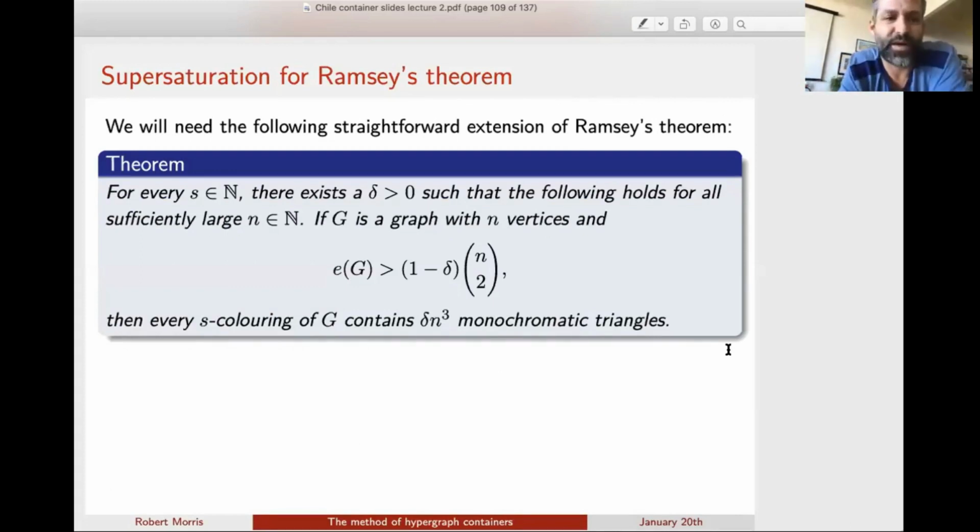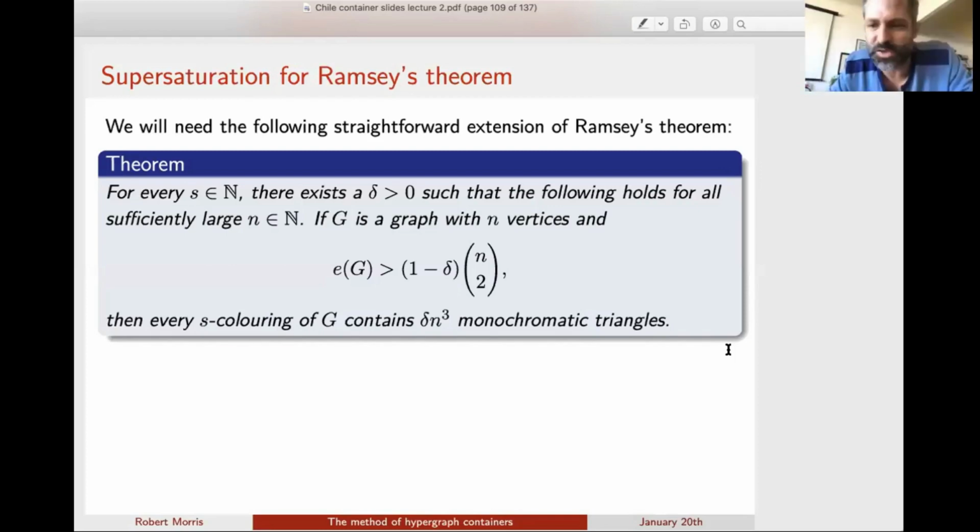For every S, and we'll see in a minute why this is the right thing, there is a delta such that if n is large, and G is a graph with n vertices and density at least 1 minus delta, then every S-coloring contains many triangles. Okay. So why is this true?